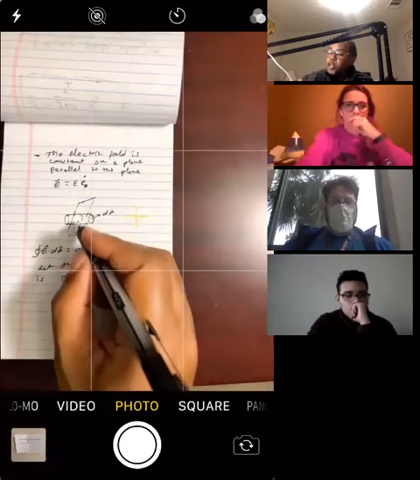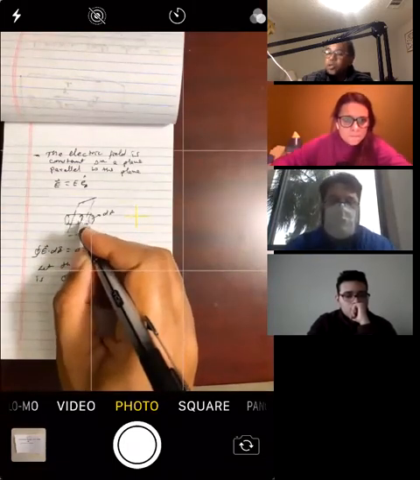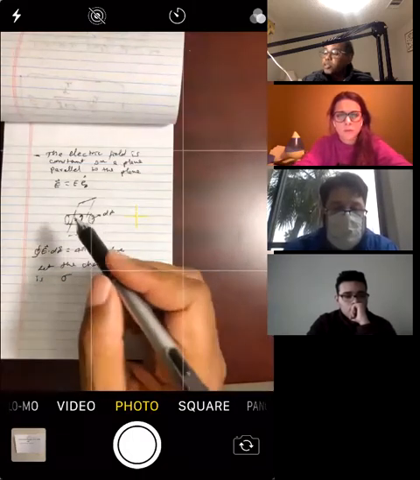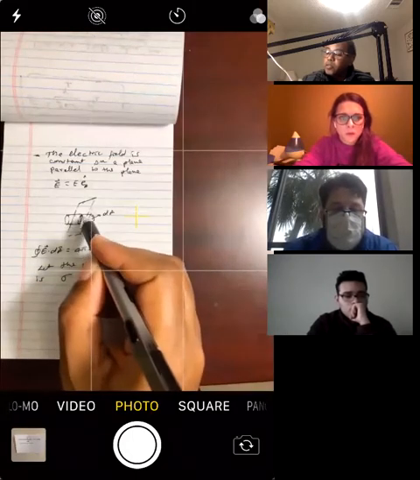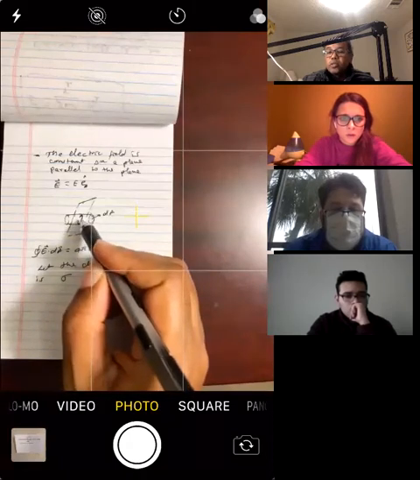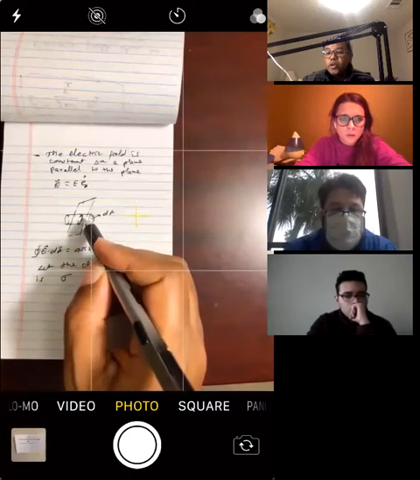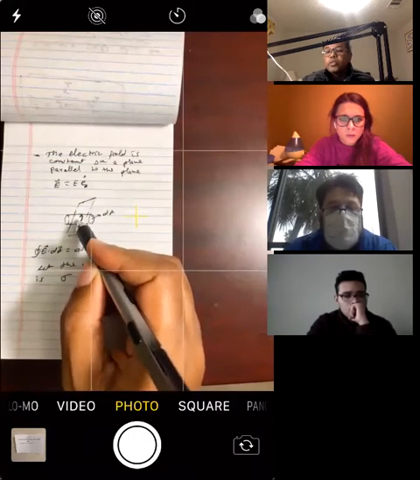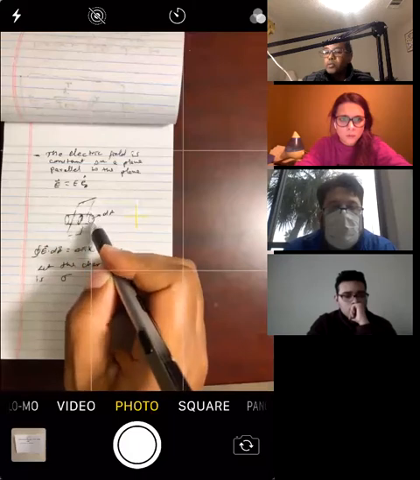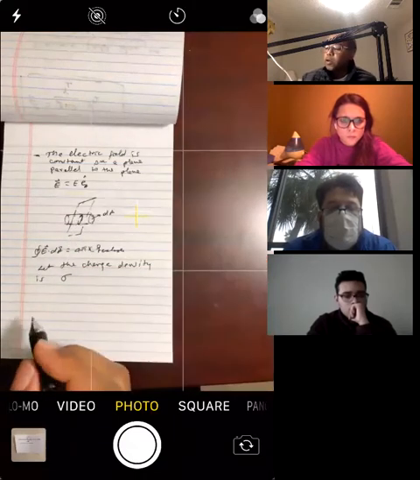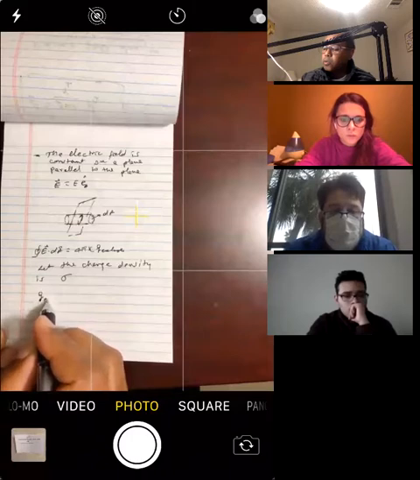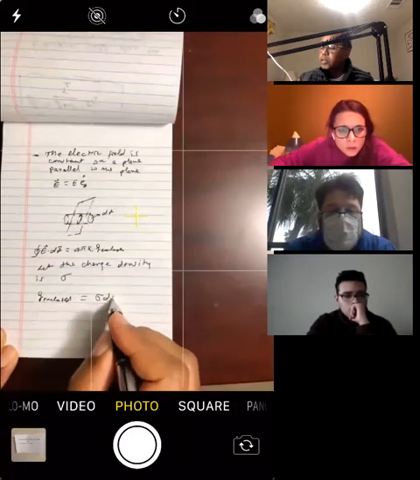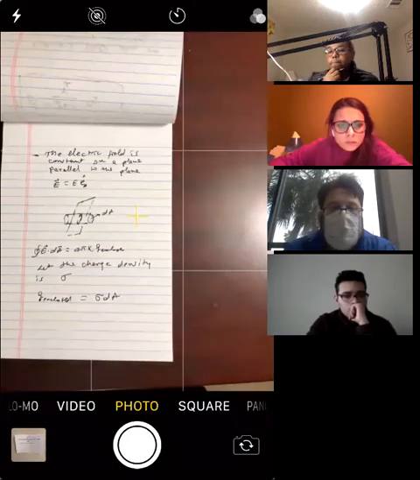So what's the charge enclosed? This is the only part of the charge that's enclosed, right? Can you tell me what the enclosed charge is? The charge density is sigma, and the area of this one is dA. So the charge enclosed is the charge density times this area. That's the only area enclosed by this Gaussian surface. So Q enclosed is the charge density times the area enclosed, dA.